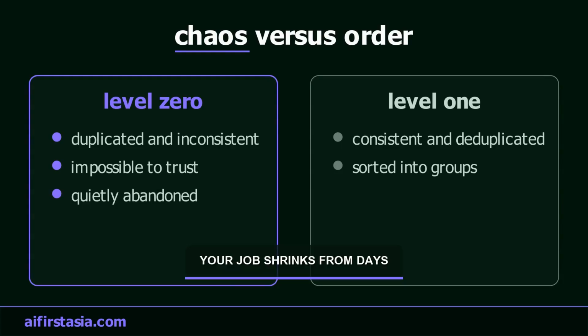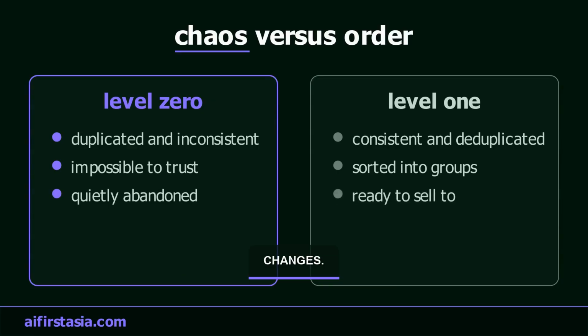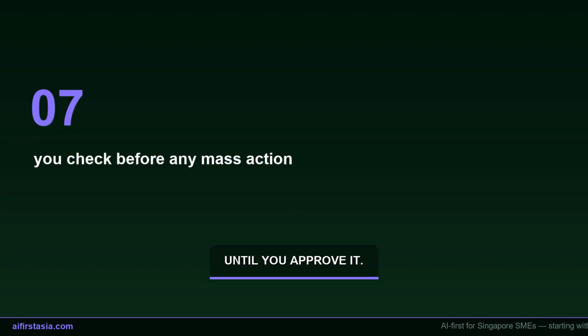Your job shrinks from days of manual cell editing to reviewing a set of proposed changes. You are still fully in control, and nothing touches your live records or your customers until you approve it. The work goes from dreading the spreadsheet to directing a cleanup, and that shift is what turns your oldest list into your next month of sales.